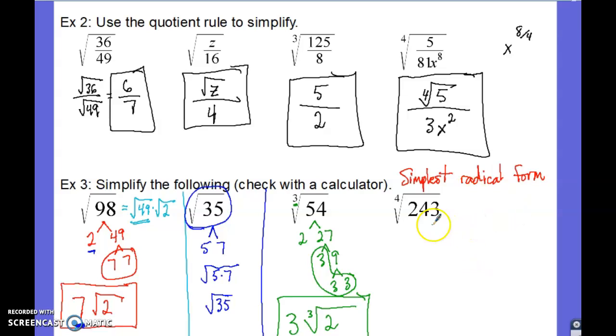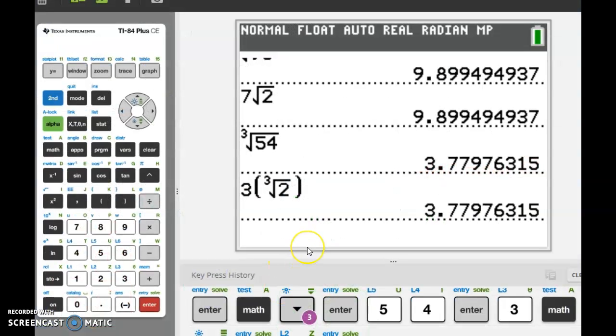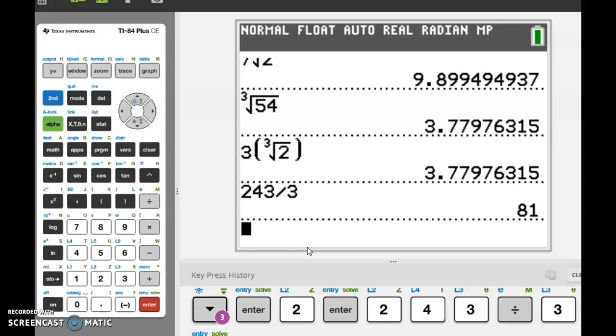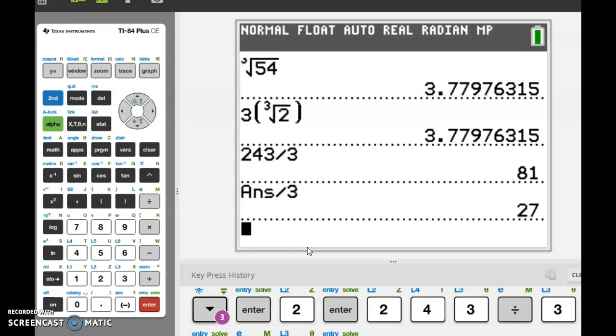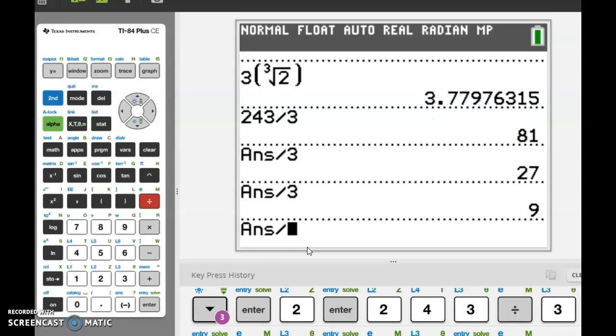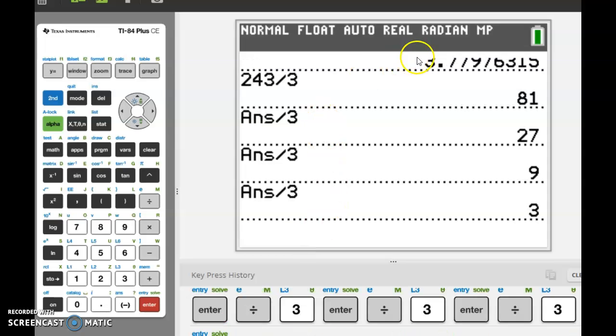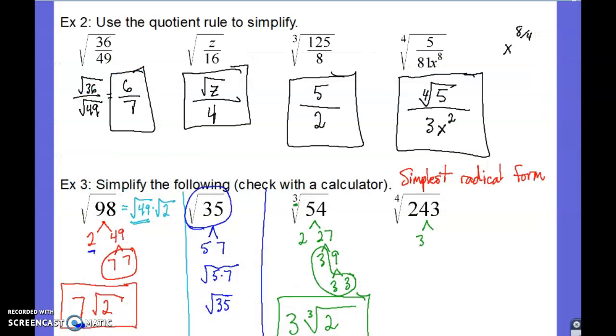And then there's another one. I'm not very good at dividing by 3, so I need a calculator to help me out. So I'm going to do that. 243 divided by 3, divided by 3. Okay, I think I can do it now. 81, 3 and 9, 3 and 3, nope, 3 and 27, 3 and 9, and then 3 and 3.